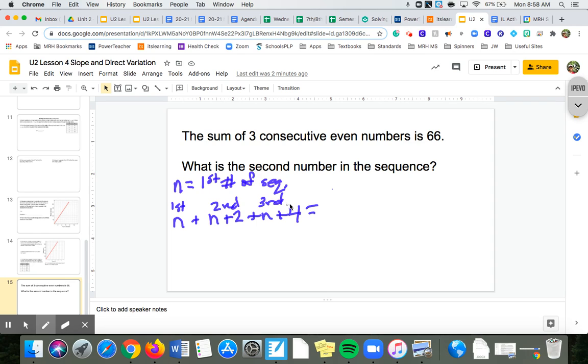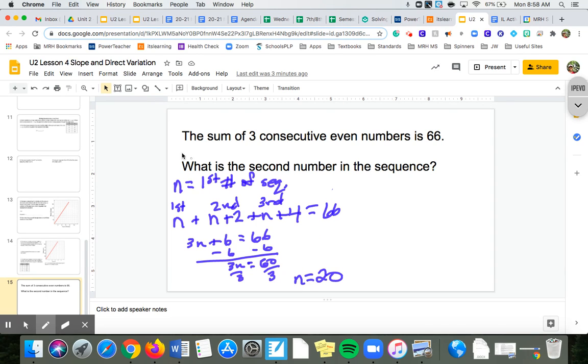I know that all three of those numbers will add up to 66 because the sum is 66. Once I have that, then I'm going to combine like terms. So n plus n plus n would be 3n. 2 plus 4 is going to be 6. And that's equal to 66. At this point then, it's just subtracting 6 on both sides, getting 3n is equal to 60. Divide both sides by 3. And n would be equal to 20.